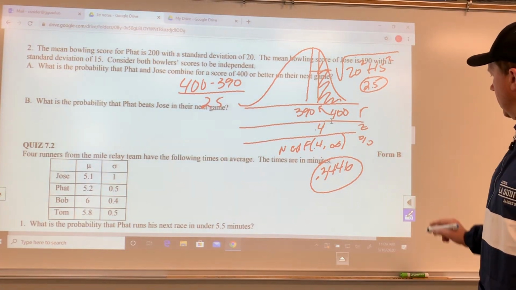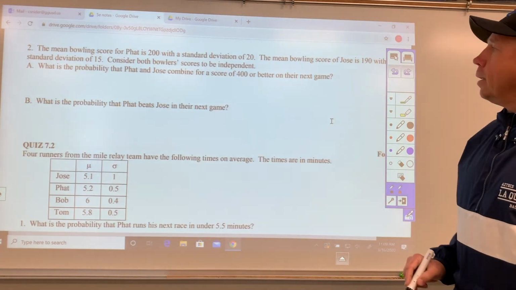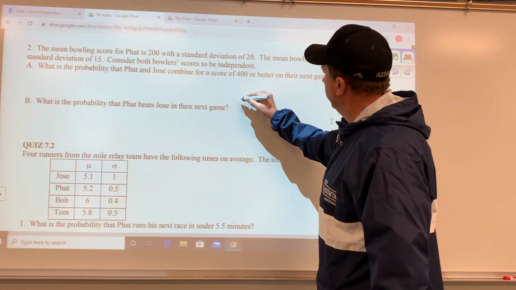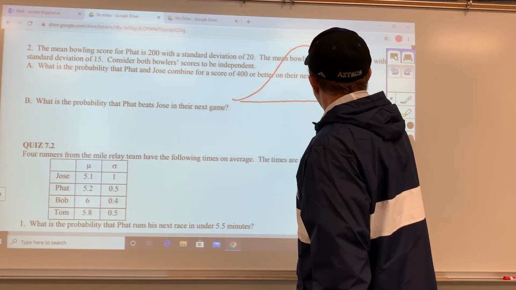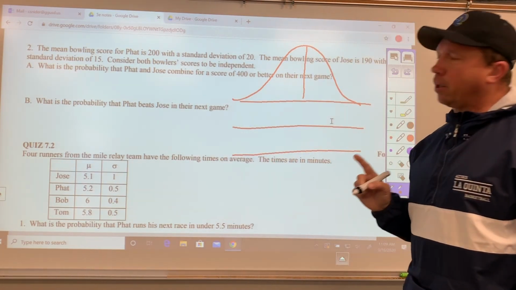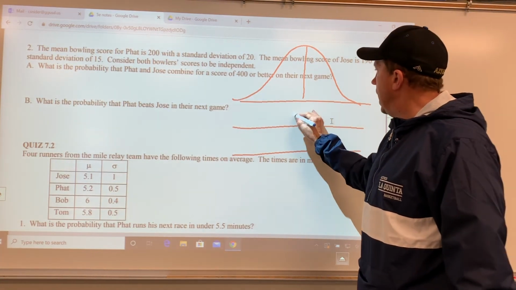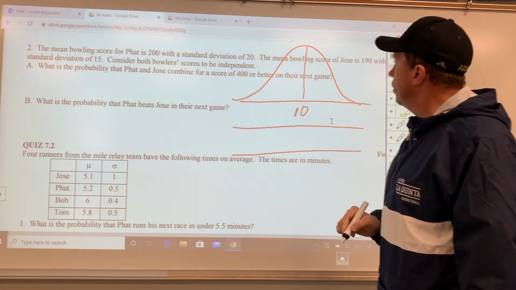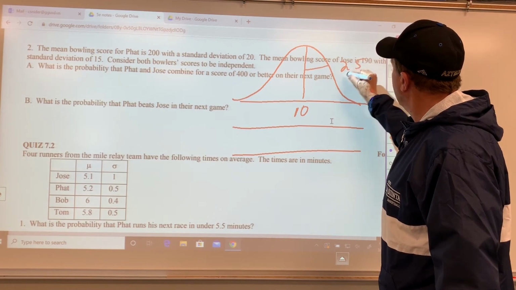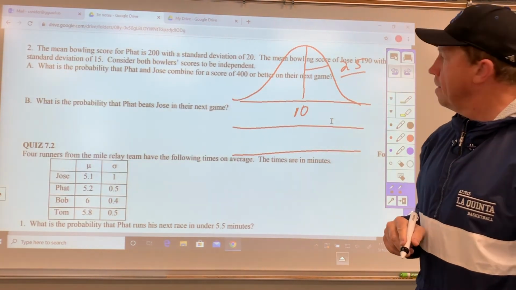In part B is the head-to-head. What is the probability that Fat beats Jose? This one is a little trickier for kids, or everybody. Set the same thing up. What you want in the middle is their typical difference as a positive number, and their typical difference is 10. That is simply 200 minus 190. The standard deviation still combines in a Pythagorean method, so it's still 25.